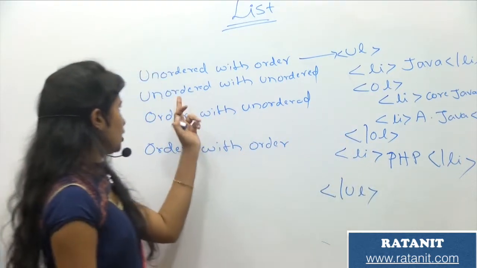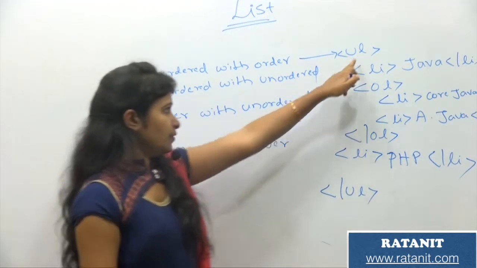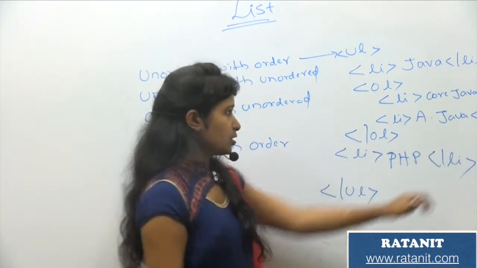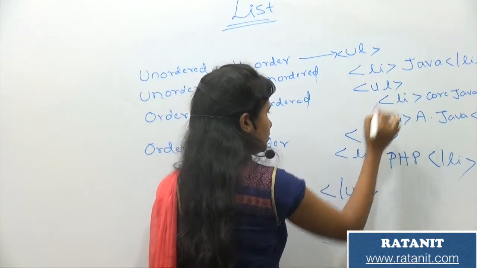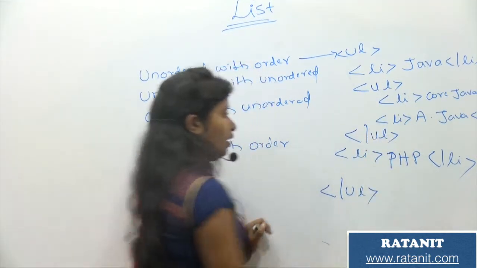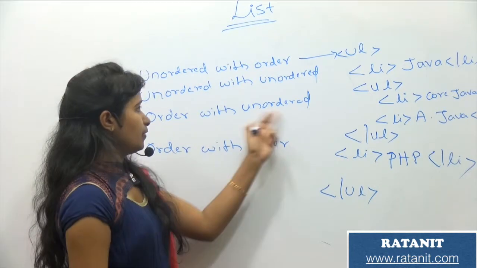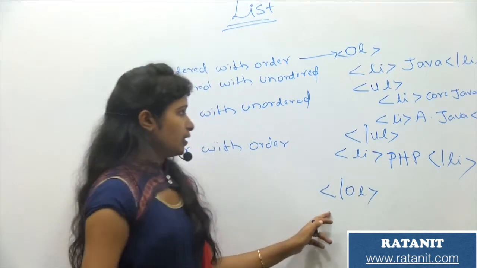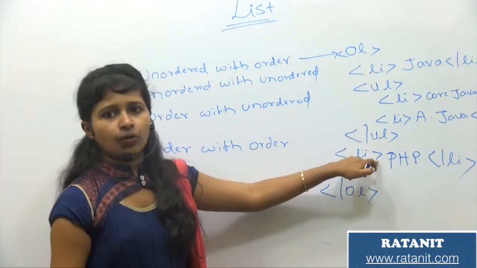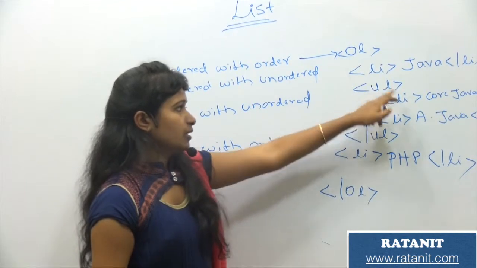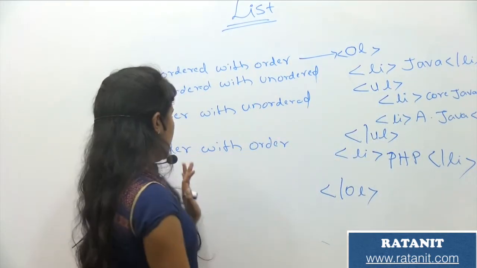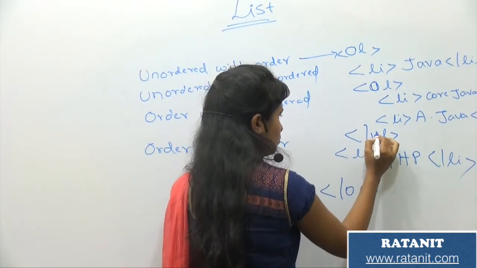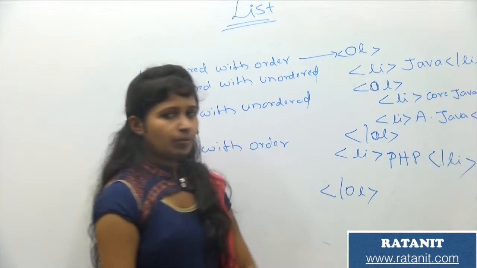The same thing we can use, unordered with unordered. If it is unordered, again I am having a sublist. In Java I am having sublist as CoreJava and Adv.Java. I can use unordered list inside unordered list. Here ordered with unordered. This is my ordered list, inside I am having unordered. And ordered with ordered also I can use. This is the ordered and this is also ordered. What type you want, you can implement over here.